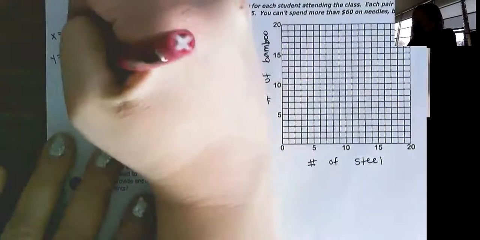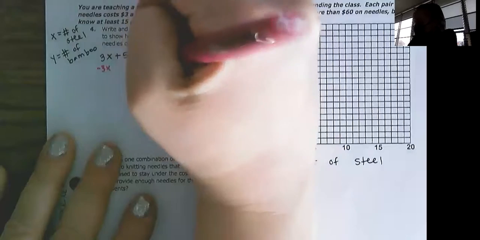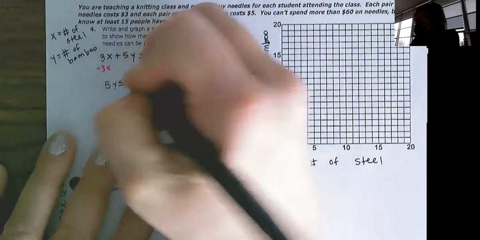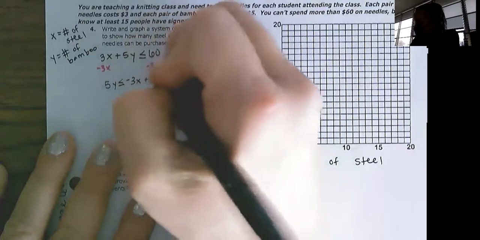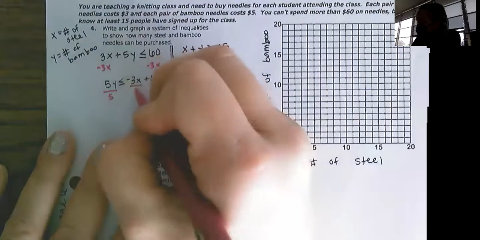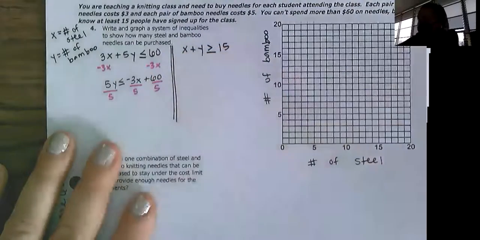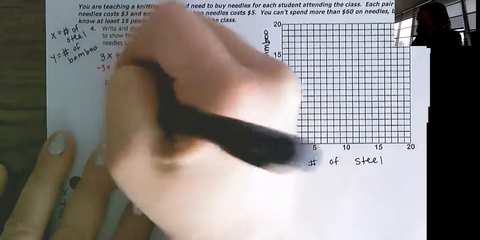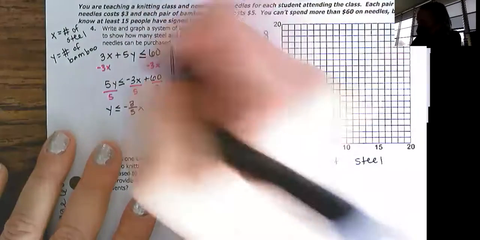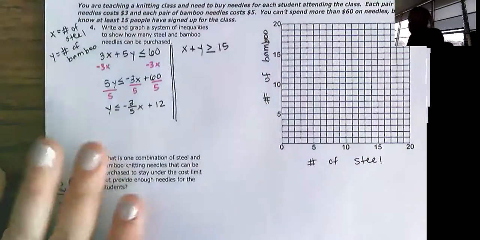I'll begin over here by subtracting 3x from both sides of this inequality. And I have 5y is less than or equal to negative 3x plus 60. Divide by 5. All right, then I have y is less than or equal to negative 3/5 x plus, and then 60 divided by 5 is 12. So I'll begin by graphing that.